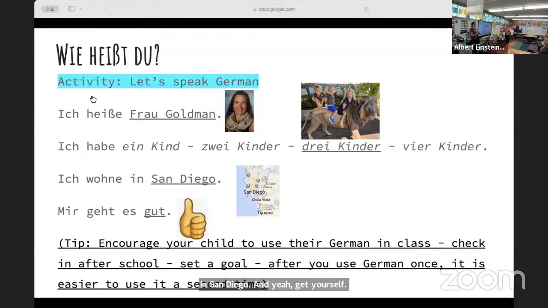I'll go. Are you ready? Okay, are you sure? Okay, ich heiße Angela. Ich habe, I don't know the difference, but my son's in kinder for the first year, so ein Kind. One child. Ein Kind. Okay. Ich wohne in South Park. Mir geht es gut. Prima. Sehr gut.